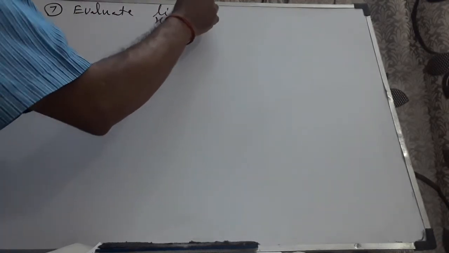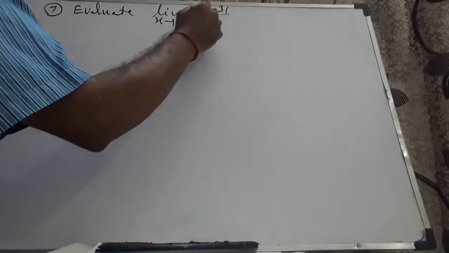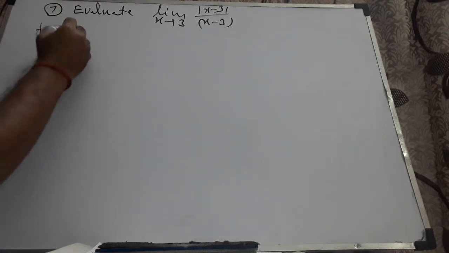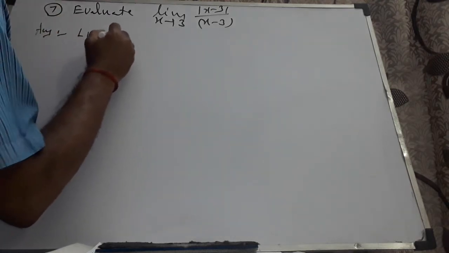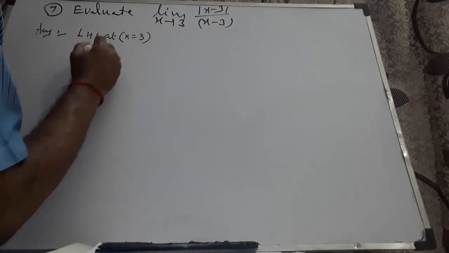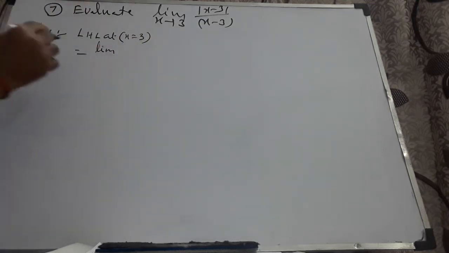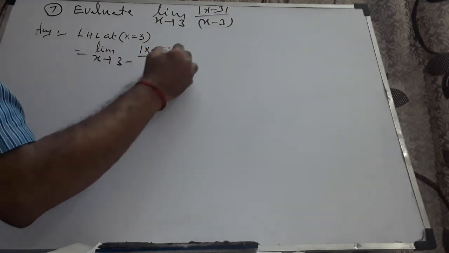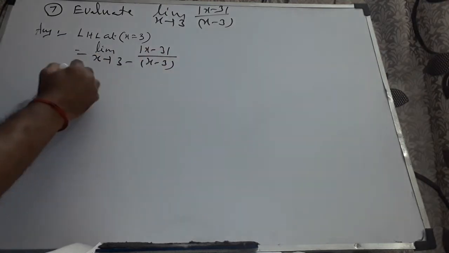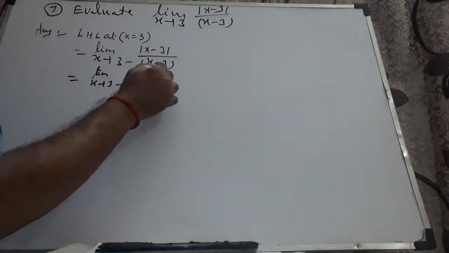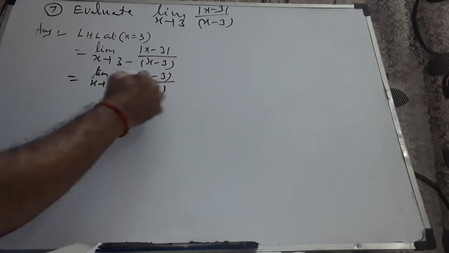Evaluate limit x tends to 3 of mod x minus 3 by x minus 3. Okay, we'll just think about the answer now. Let me think about LHL at x equal to 3. LHL means left hand limit: limit x tends to 3 minus of mod x minus 3 by x minus 3, which is equal to limit x tends to 3 minus of x minus 3 by x minus 3.